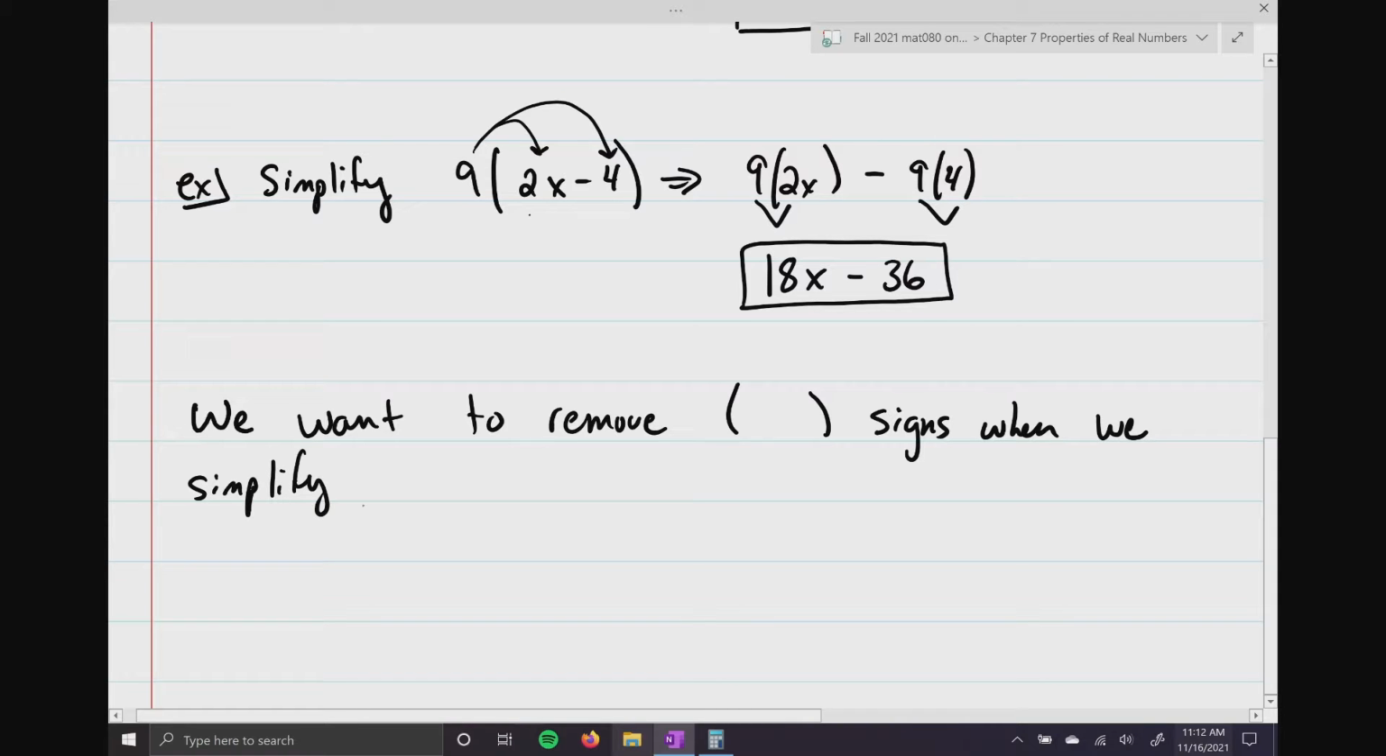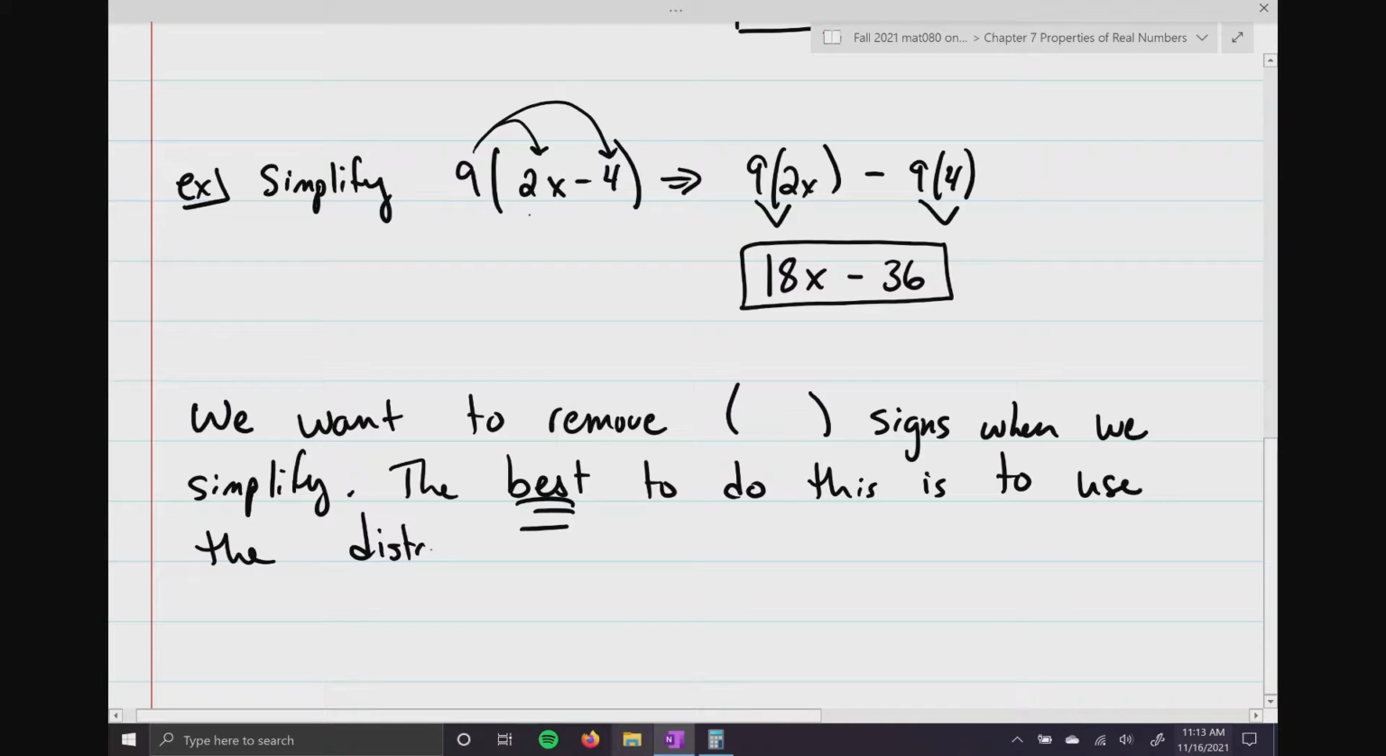Okay? The best way to do this, notice all the underlining underneath the word best, because this is the best way to do this, is to use the distributive property. Okay? Like I said, this is by far the most important property you're going to learn from now until you're done with math. You use it all the time.